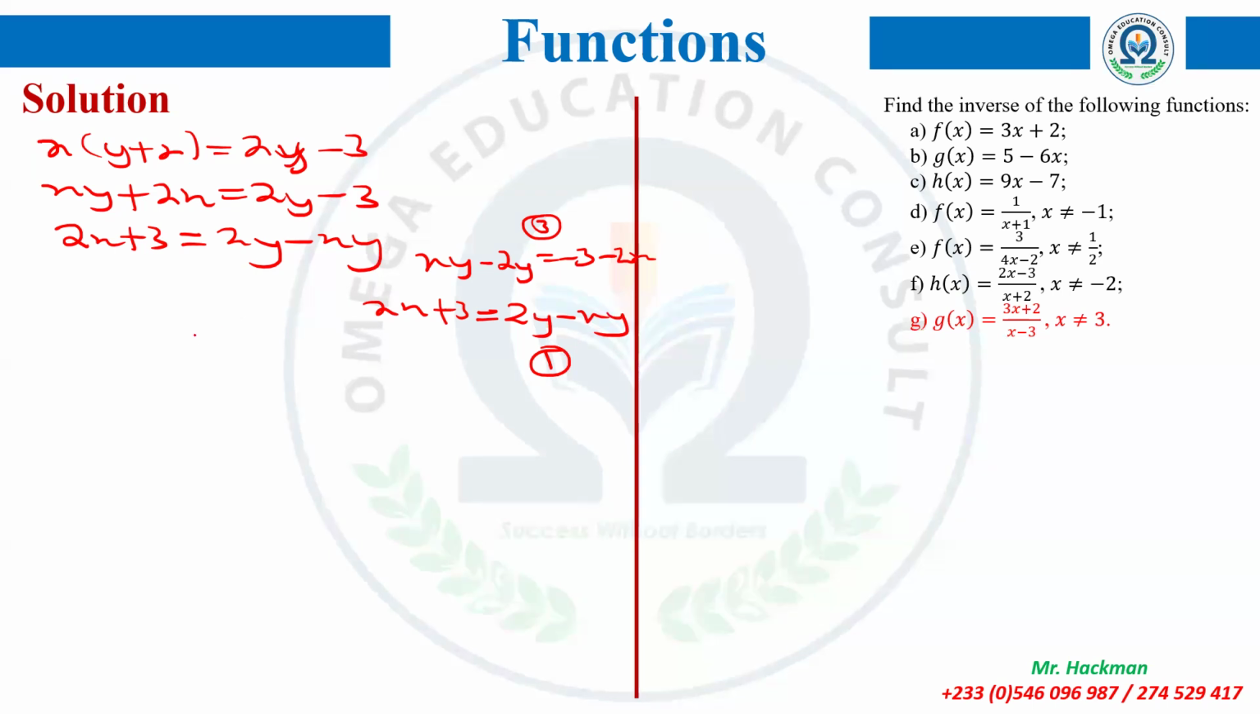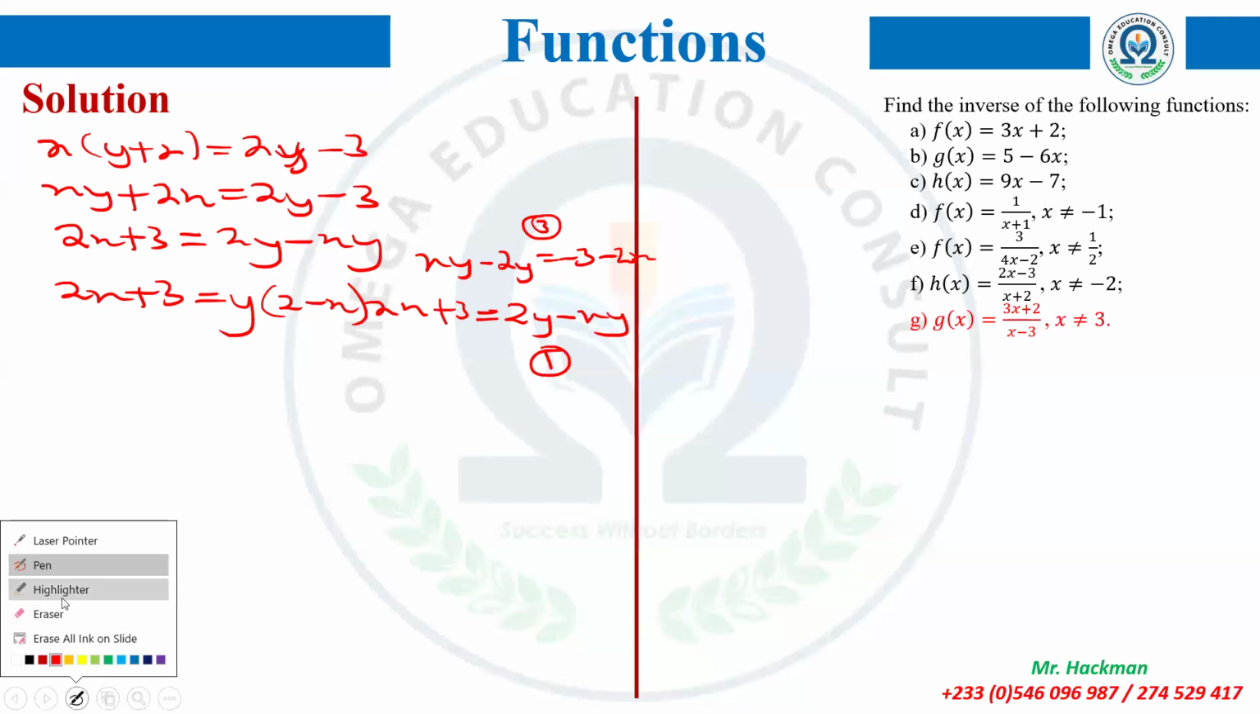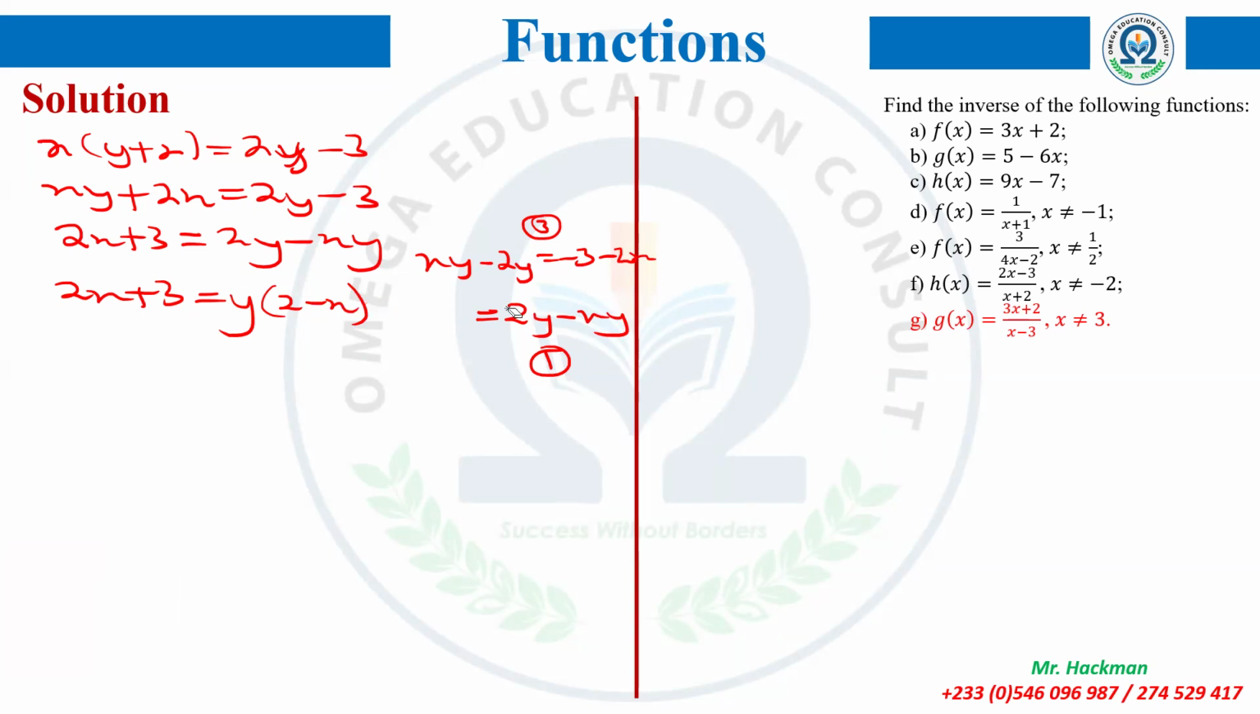So at this point, we are making y the subject. We always want it to be here. So I will still work it out here. I'll write my 2x plus 3 is equal to, then come and factor out y. So y into 2 minus x. Do you agree?